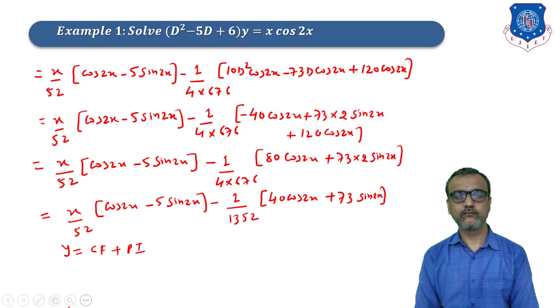So in today's lecture we have seen how to find out PI when Q of x equals x into v, where v is a function of x, and we have gone through one example based on this topic.